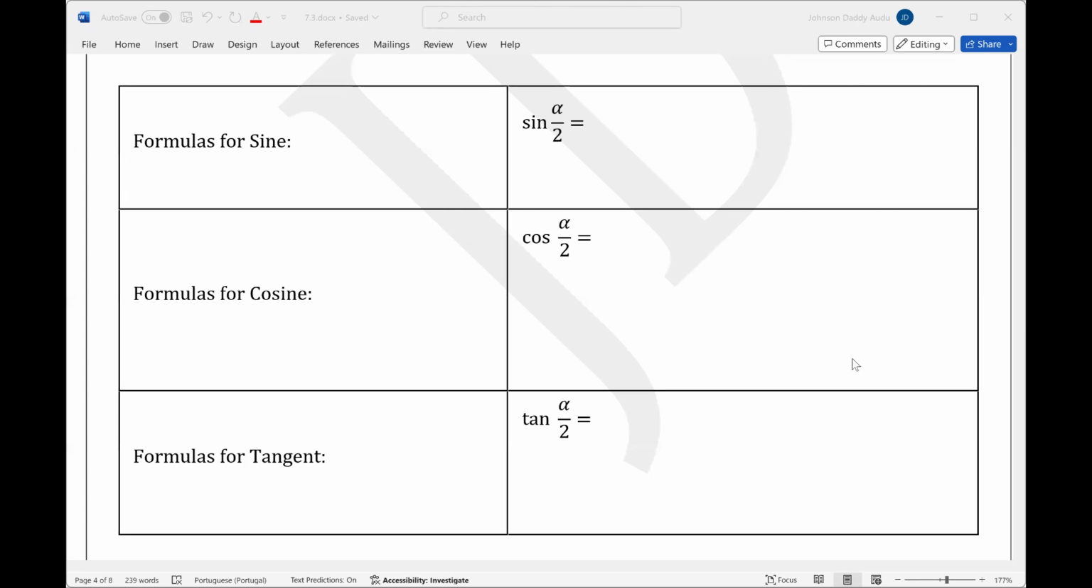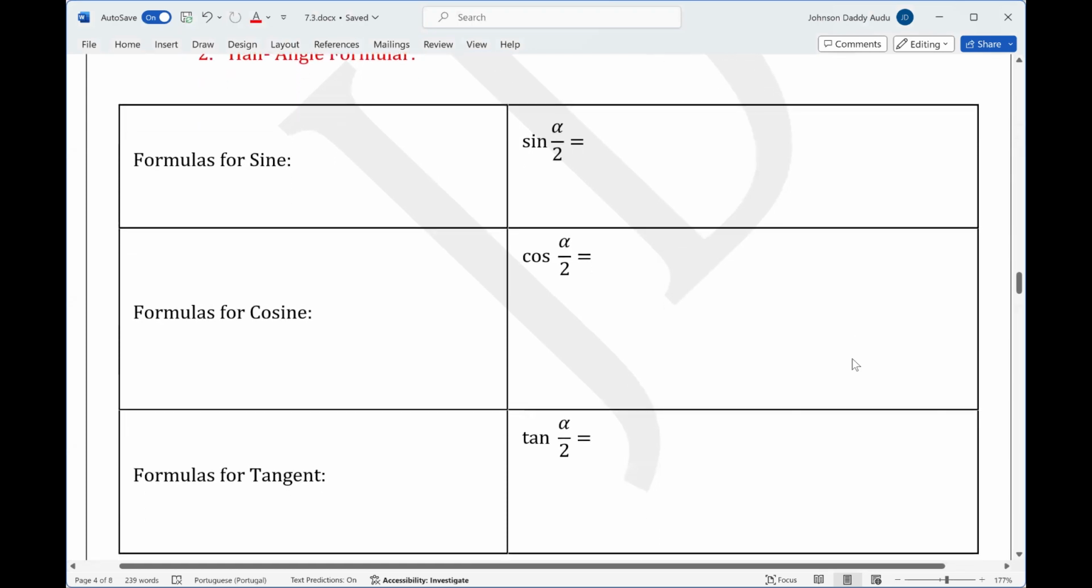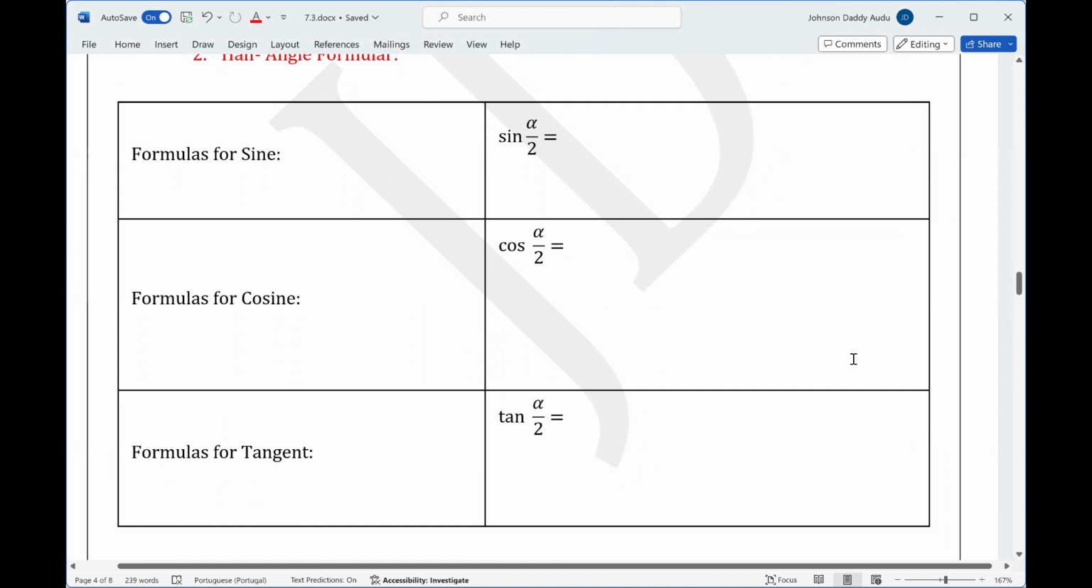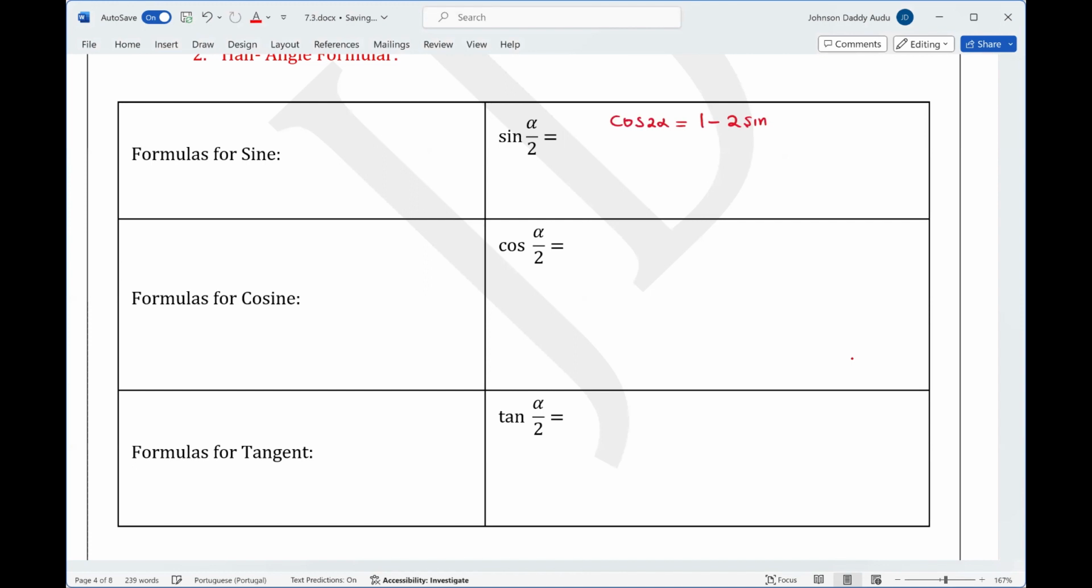So here we'll be looking at half angle formulas and their application. So how do we derive these half angle formulas? We can derive this from what we already know. Just like before, we already saw that we can write cosine 2 alpha as 1 minus 2 sine squared alpha, right?